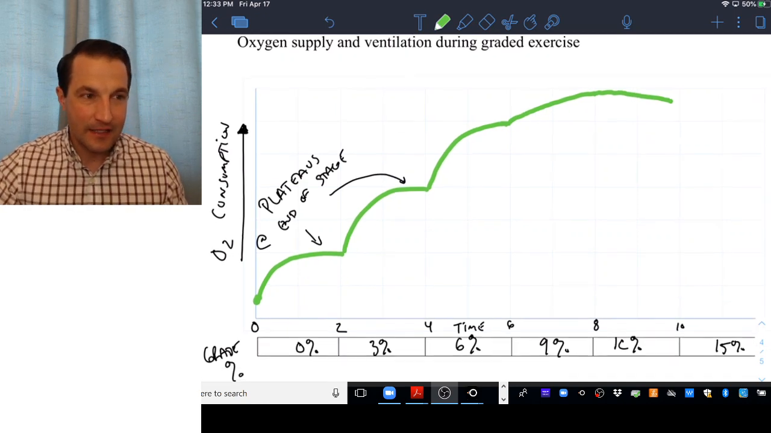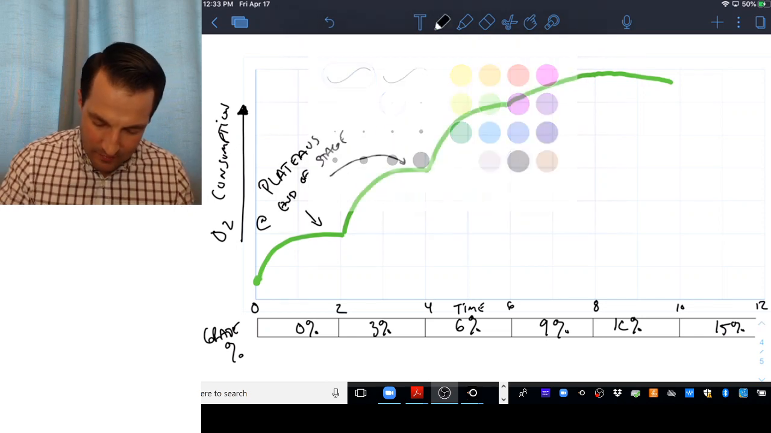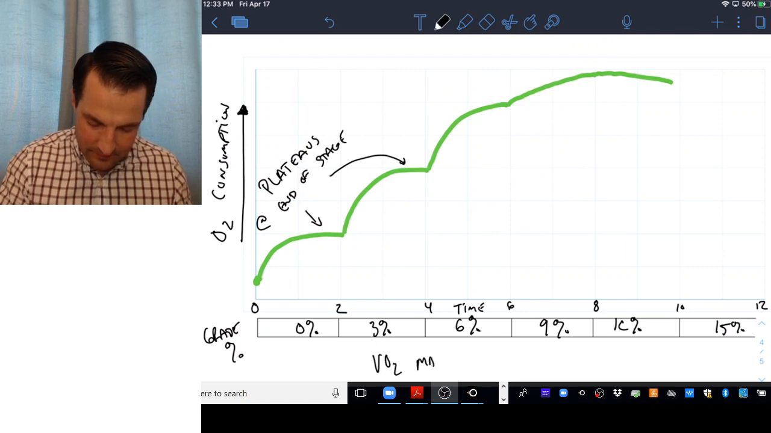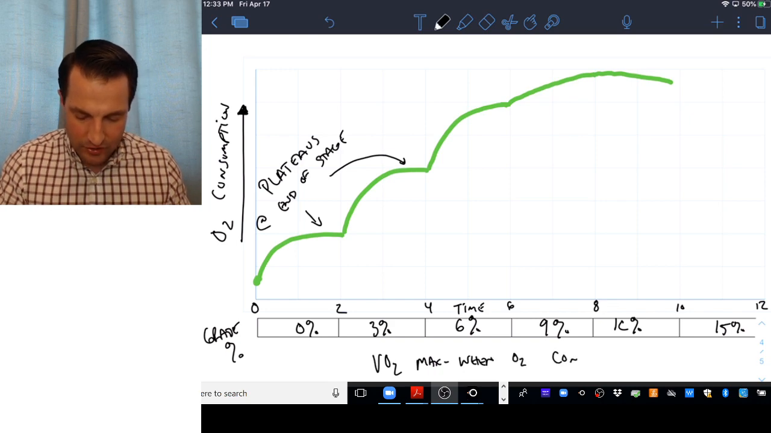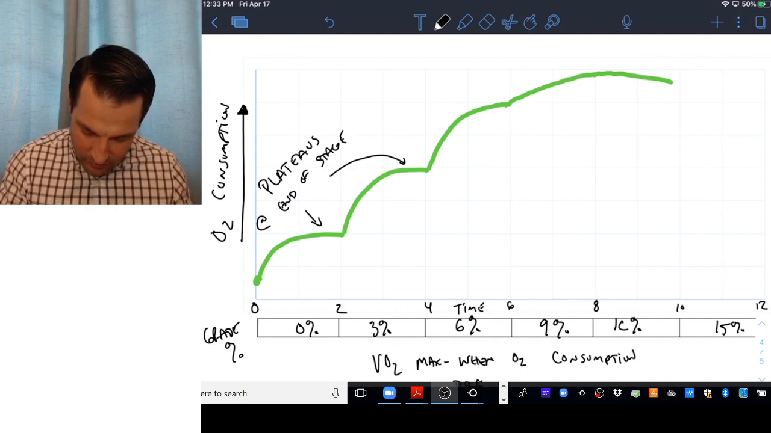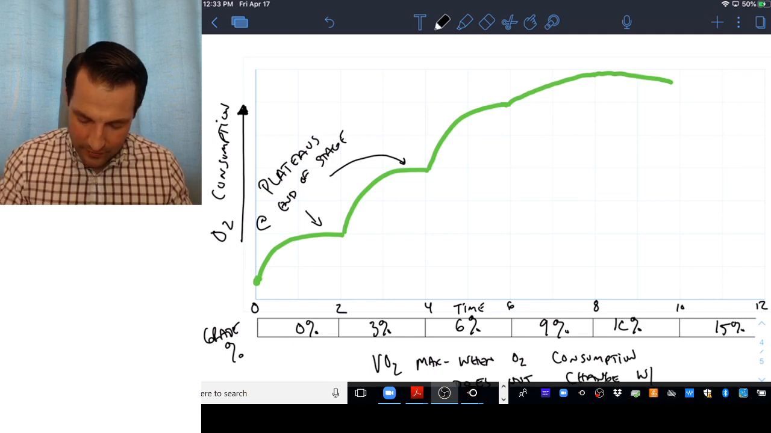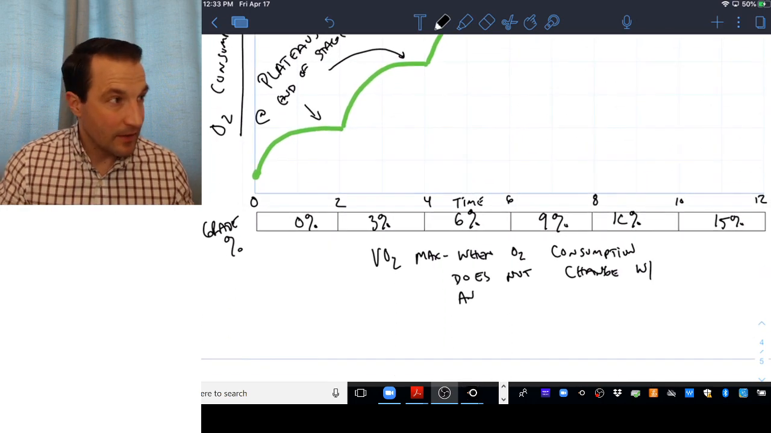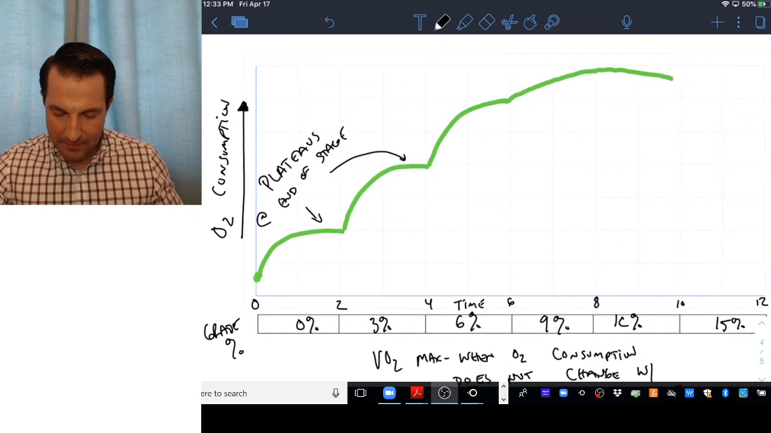What's happening is you reach your VO2 max, and you can determine a person has reached their VO2 max when O2 consumption does not change with an increase in exercise intensity.